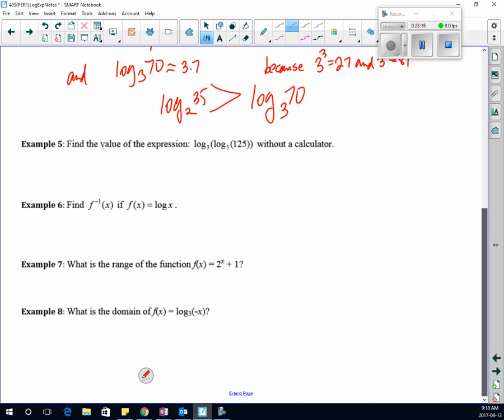Again, this is without a calculator. How would you evaluate log of log of 125 base 5, base 3? Yes, you need to use order of operations. You need to do the bracket first. Can anybody tell me what log of 125 base 5 is? Does everybody know it's 3? Yes. So then this is log of 3 base 3. This is one of those ones I said, if you recognize that right away, you should know the answer right away. But if you don't, 3 to the power what gives you 3? 1.